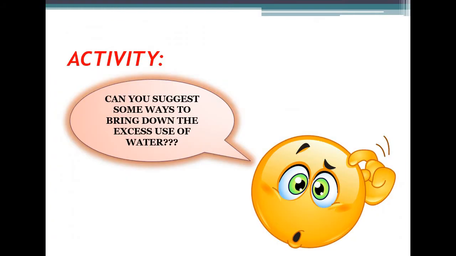There is an activity for you. Can you suggest some ways to bring down the excess use of water? If yes, then prepare a table and write the answer, write the methods.